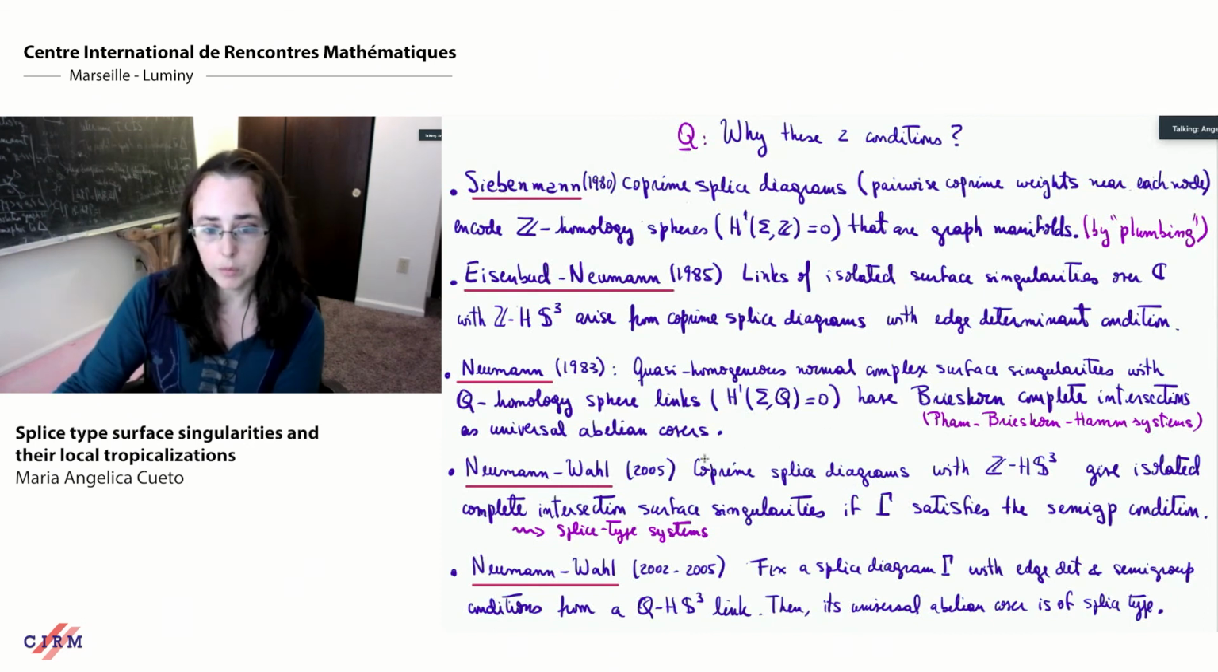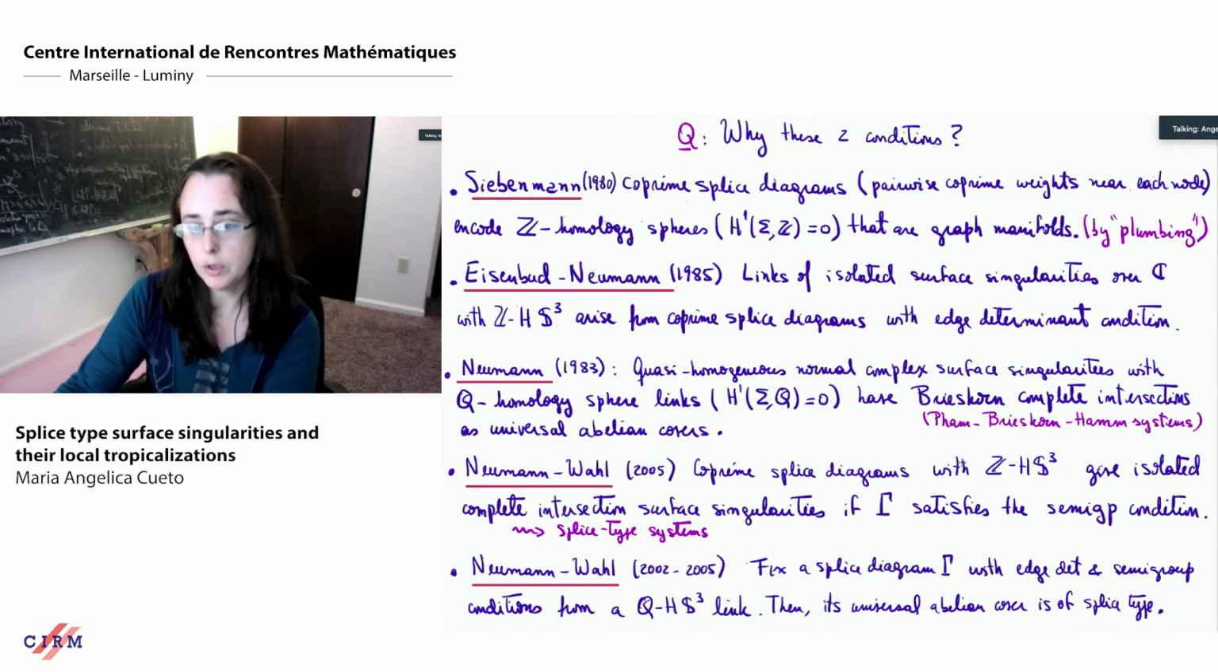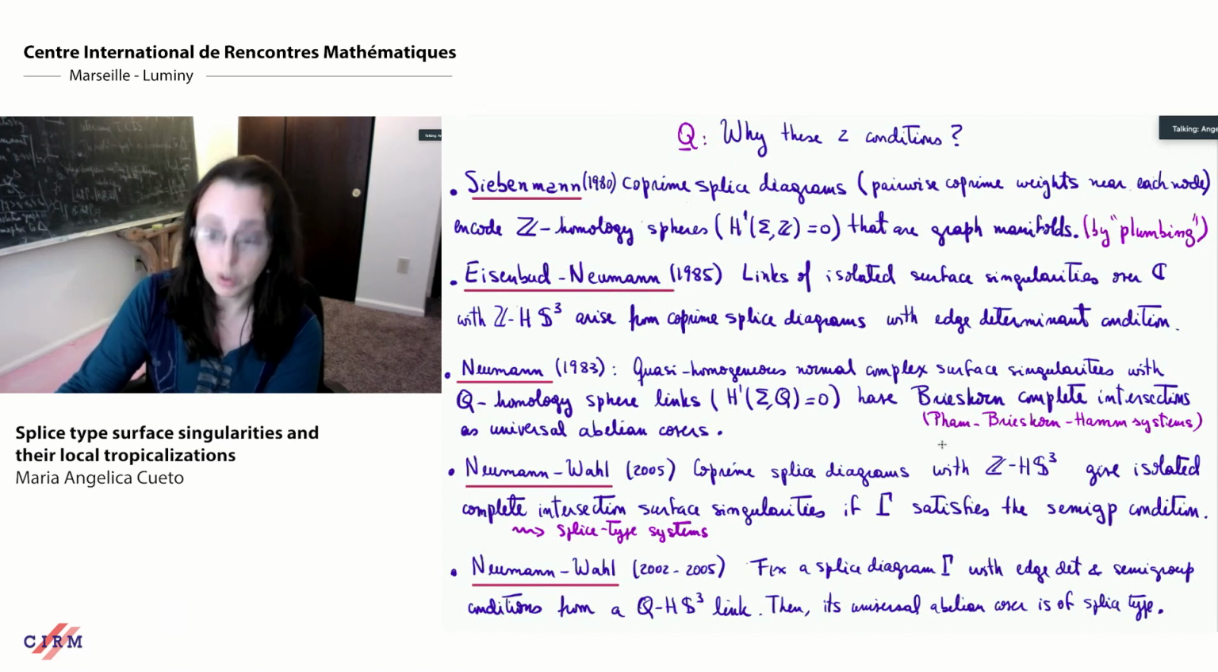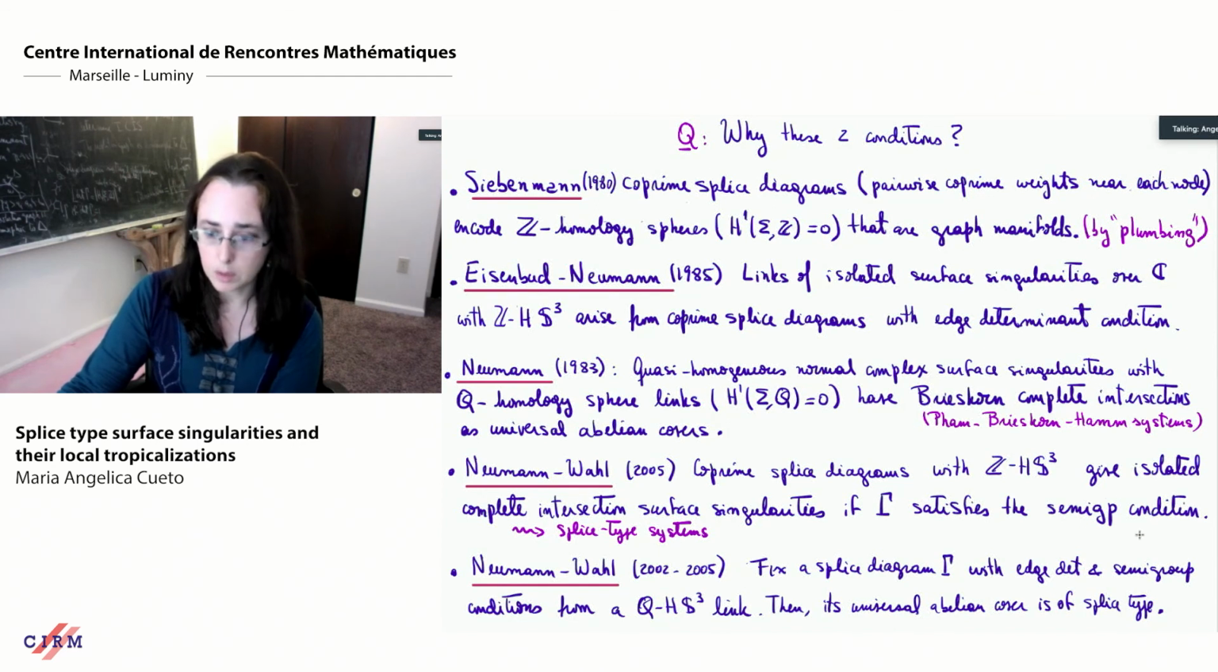And so in the coprime splice diagram setting with integer homology spheres, then you can realize them as, or they yield, isolated complete intersection surface singularities if the semigroup condition is imposed. And the semigroup condition is going to enable us to actually build systems of equations that will cut out these surface singularities as a complete intersection.